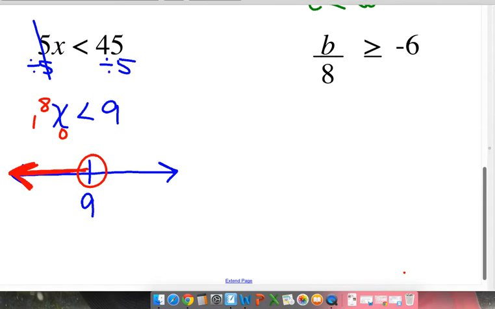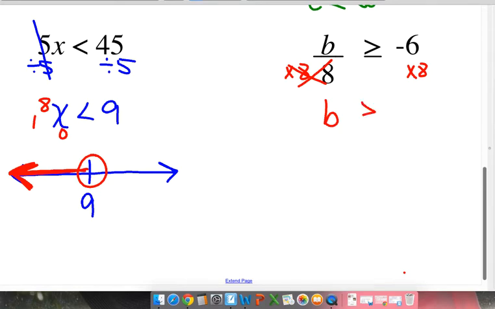Okay, let's look at the next one over here. B divided by 8 greater than or equal to -6. Okay, the B does not want to be divided by 8, so you're going to multiply by 8 here and here. The sign does not flip because the 8 is not negative.